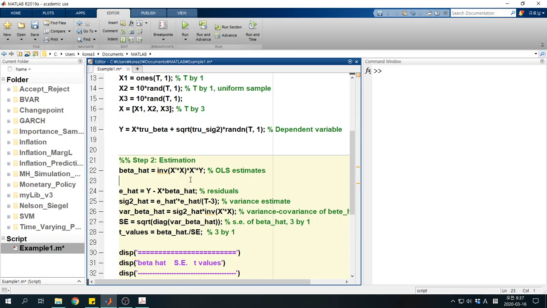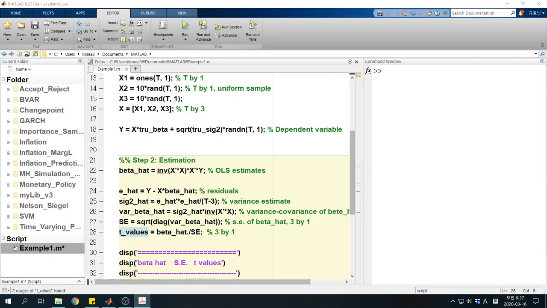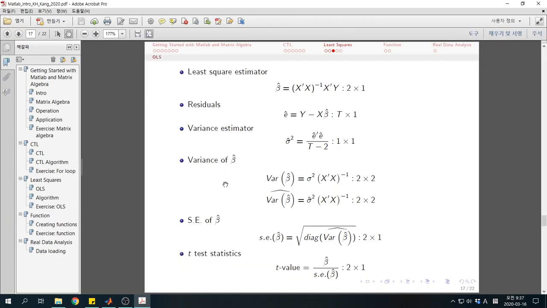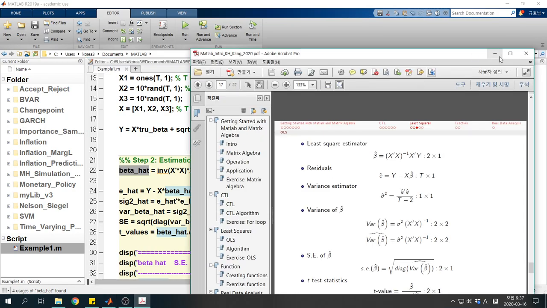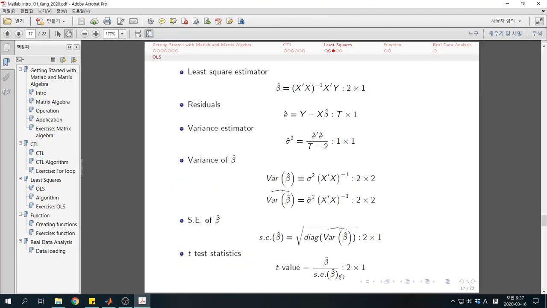Now we would like to see whether it's statistically significant or not, right? To do that, we should be able to compute t values. To compute t values, let me get the slide here. What do we need? We need standard errors of the beta hat, and beta hat. Do we have beta hat? Yes, we have beta hat here. And do we have standard errors of the beta hat? No, not yet. To get the standard errors, we need the variance of beta hat. Do we have variance of beta hat? No. So then what's the formula?